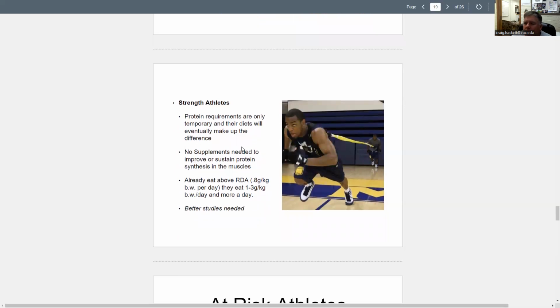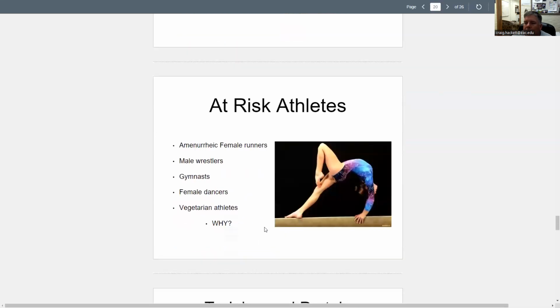So at this point, 0.8 grams per kilogram for someone who's not working out. If you're working out really heavy, more than twice a day, then you might go 1 to 3 grams per kilogram. So just depends how hard you're working out. We do have athletes that are at risk though for protein and carbohydrate. And honestly, I'll say this again, if you're low on protein, you probably are low on carbohydrates as well.